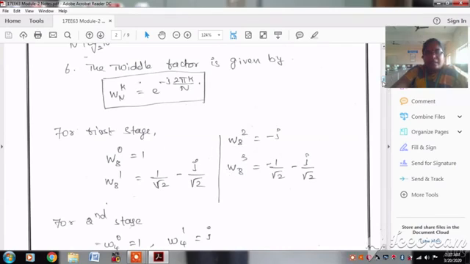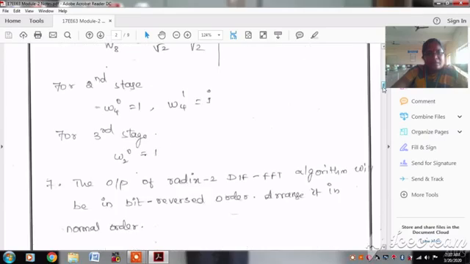In the second stage, these are the twiddle factors that we are going to multiply with the output of the first stage, that is nothing but the input of this second stage. That is W_4^0, W_4^1. Whereas in the third stage, you will multiply the input with this twiddle factor W_2^0, that is nothing but that value will be equal to 1. All the 3 stages twiddle factor values are given here.